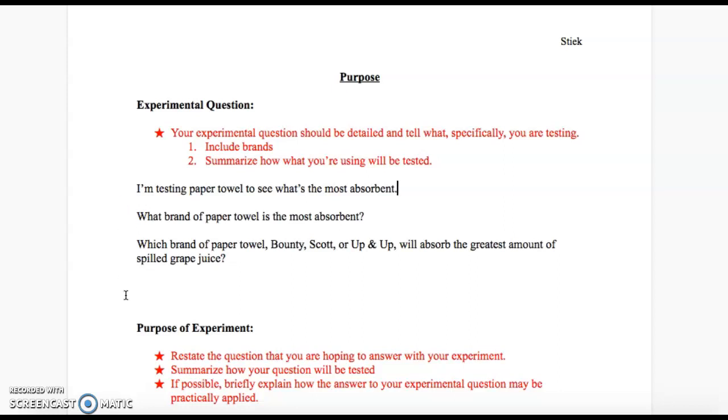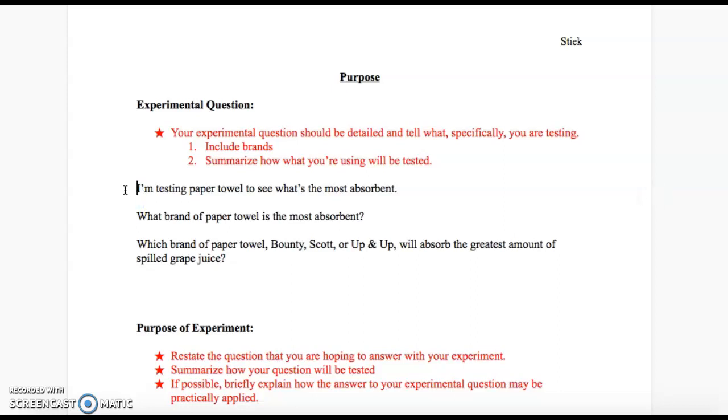So the 3 questions that are written here are all different, but they deal with the same experiment. 2 of these 3 questions are not so hot. One of them is a model of what I would like to see when you turn this document in. So our first experimental question says, I'm testing paper towel to see what's the most absorbent. First of all, is that even a question? There's no question mark, it's a statement, right? We want to make sure that our experimental question is indeed telling us in question form what we are wanting to learn. Also notice the letter I.